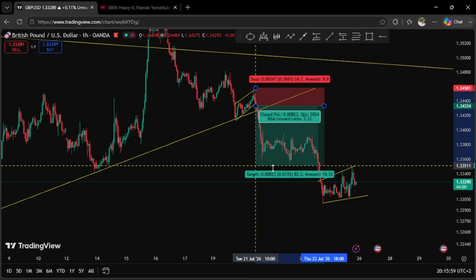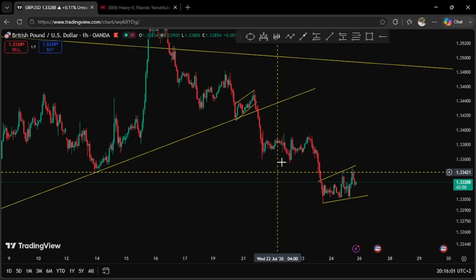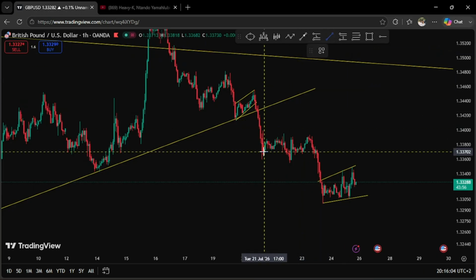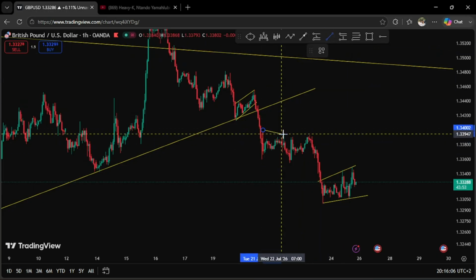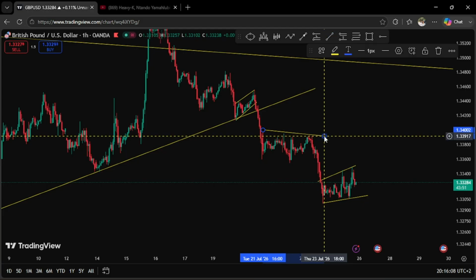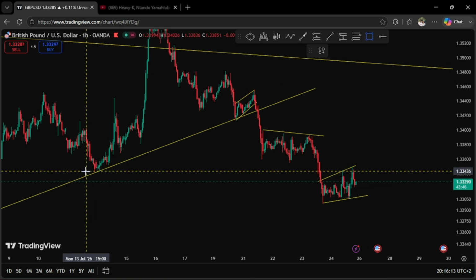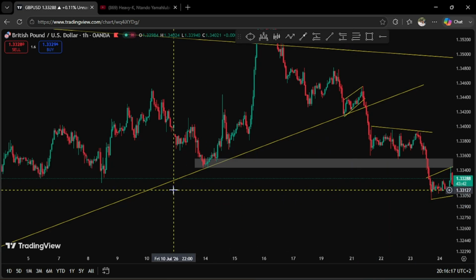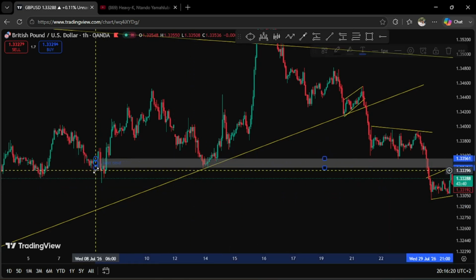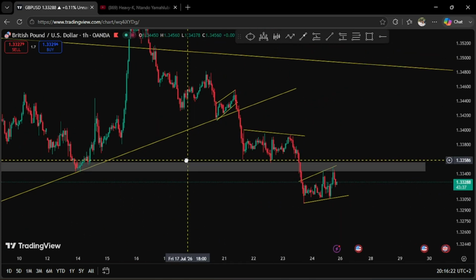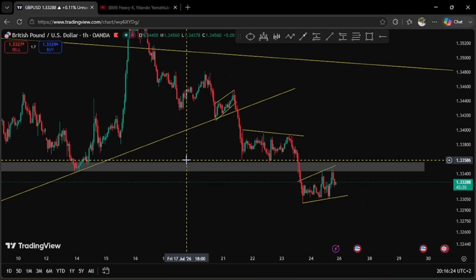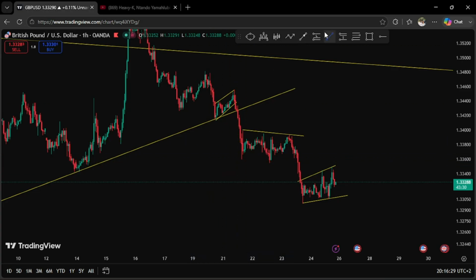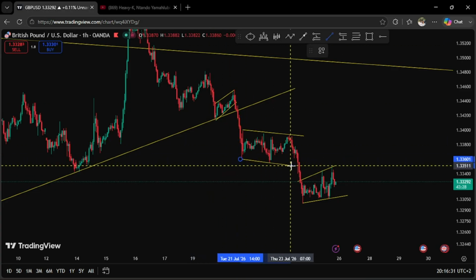I closed it manually because, why? I panicked. Not that I panicked, but yes, I think I panicked. Honestly speaking, I just panicked. I didn't anticipate it, because I thought the market was gonna respect this area here, because that's where I placed it first. And I was like, no, the market will respect this. But wait, I just panicked stupidly.